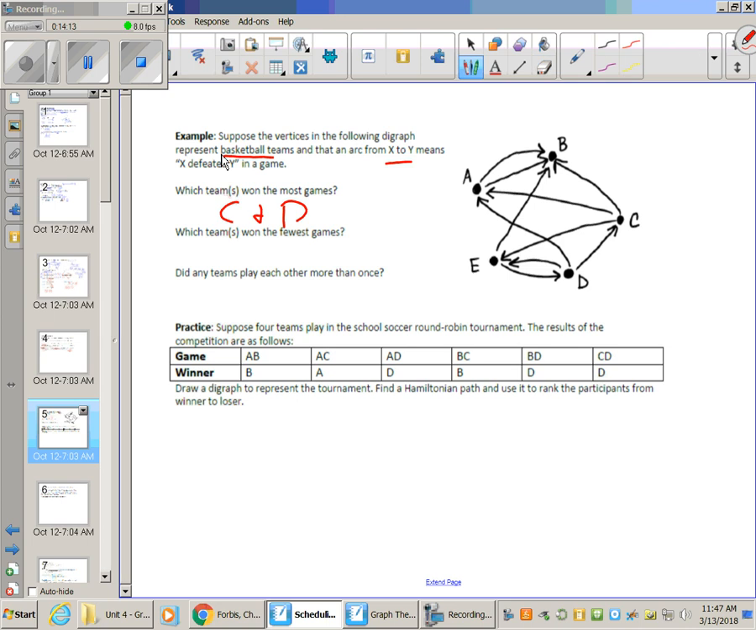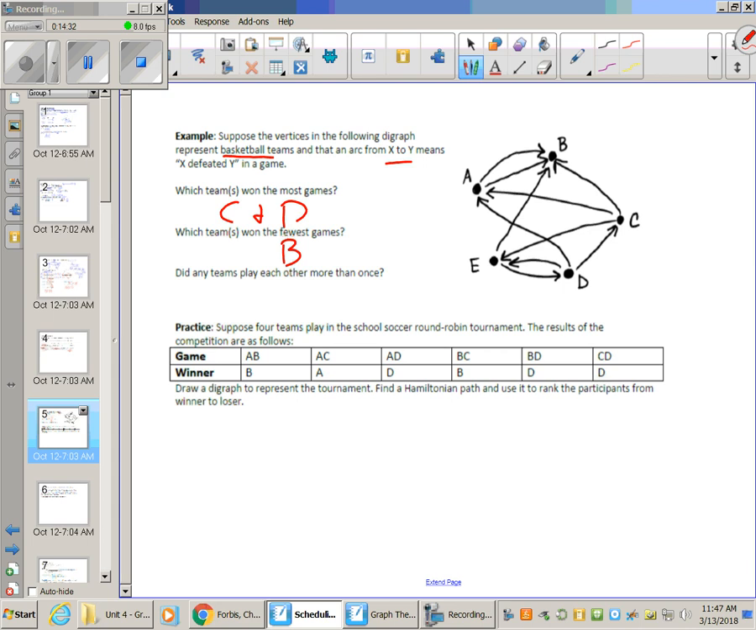What about which teams won the fewest games? That would be the teams with the least amount of arrows pointing out from them. How about B? B literally has 0 coming out of it. Every team that B played, he lost to.